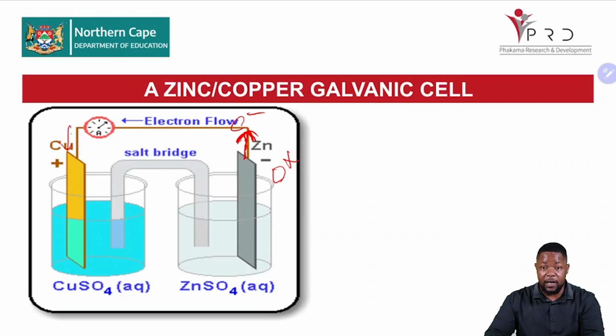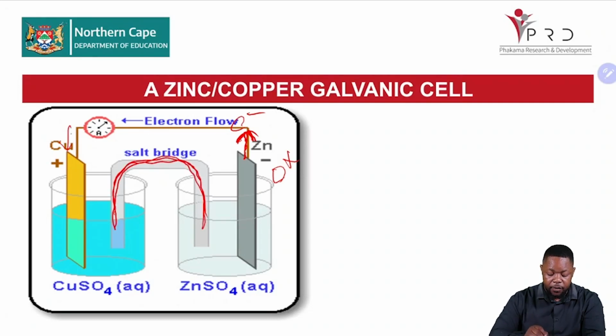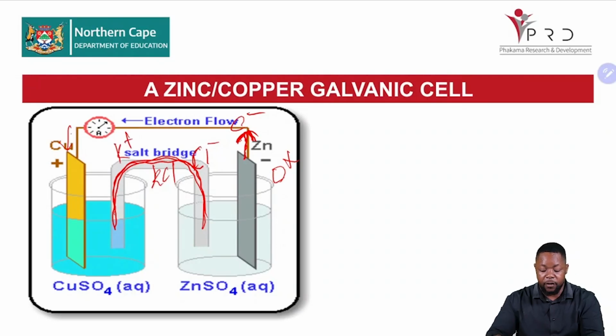At the anode, that's where electrons are lost. At the cathode, that's where electrons are gained. Therefore, electrons move from the anode to the cathode in the external circuit. Now, the salt bridge completes this circuit, and usually we put an ionic substance such as potassium chloride. The potassium chloride has ions. Since it's an ionic substance, it's going to split into ions such as the chloride ion and the potassium ion.